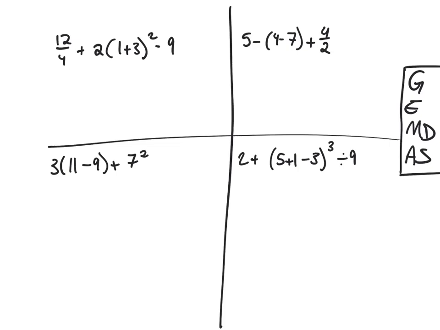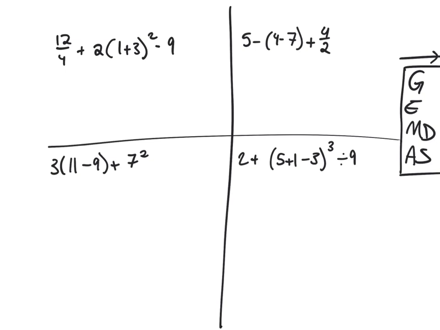All right, guys, so you just did some matching, and these are the examples that you looked at. Over on the right here, I've written GEMDOS. You could also call it PEMDOS if you wanted to. That just represents the order of operations. We're going to do our grouping symbols or parentheses first, then our exponents, then multiplication and division. Remember, we go from left to right, and then addition, subtraction, again going from left to right.